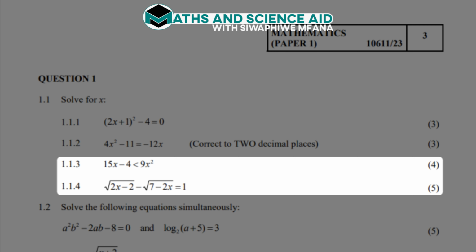This is a question that most students usually find to be confusing. And then we'll finish off with 1.1.4, which was quite an interesting question. So let us get straight into it.